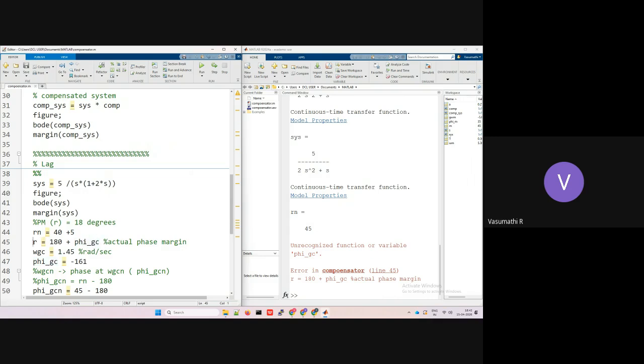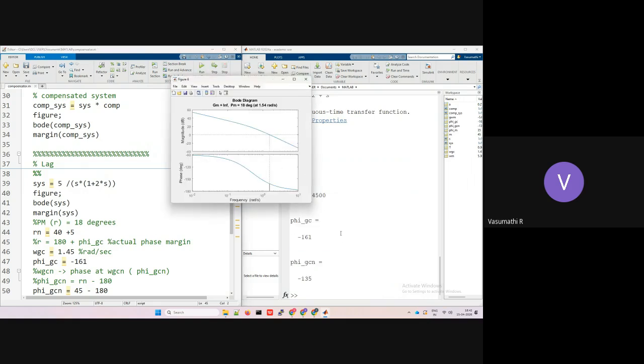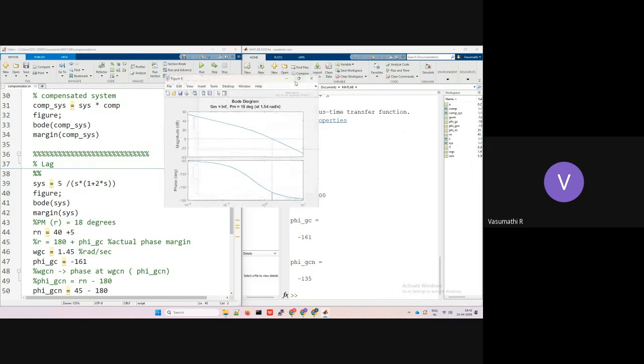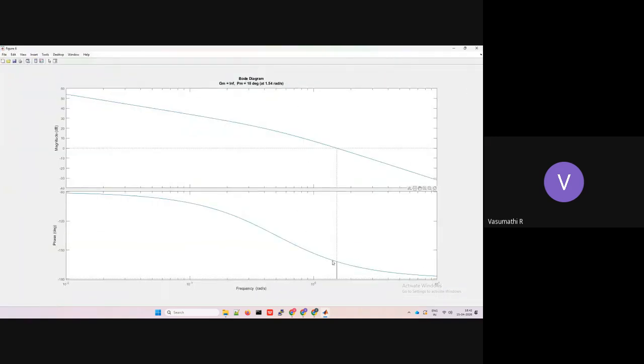Okay, this is also a formula. We don't need it. It's minus 135 degrees. That's your phase angle at your new gain crossover frequency. Now we are going to find the new gain crossover frequency, where the phase angle is minus 135. I'm dragging the cursor. The frequency is around 0.4 or 0.49, that is 0.5, let's take.